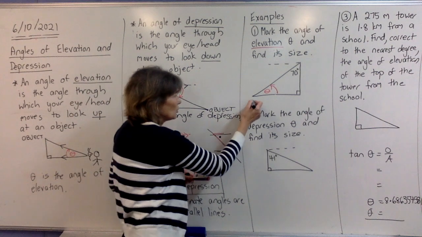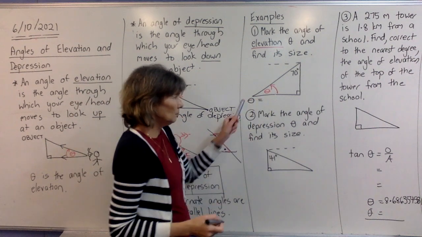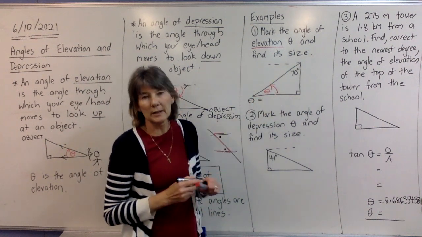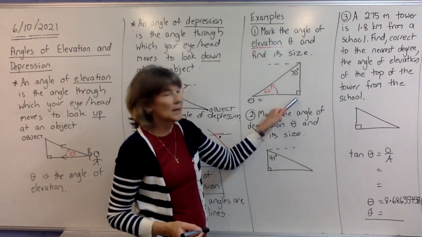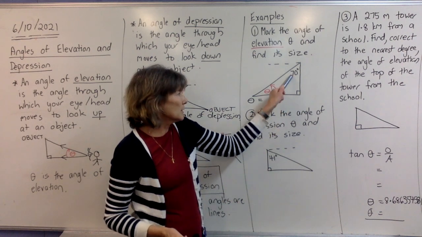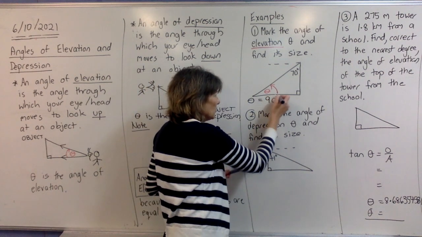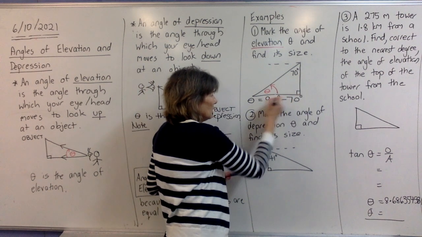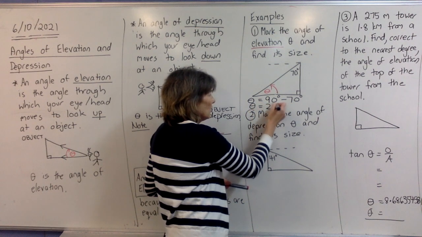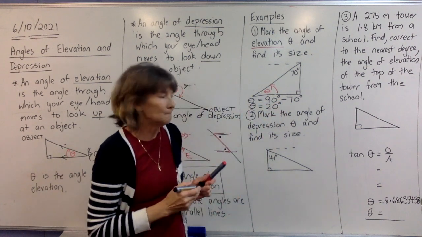Now, if you look at your triangle, there's 180 degrees in that triangle. 90 degrees is taken up with the right angle. So these two must add up to 90 degrees. So the easiest way is to just do 90, take away the 70, and you'll get 20 degrees for that angle of elevation that we just marked in.